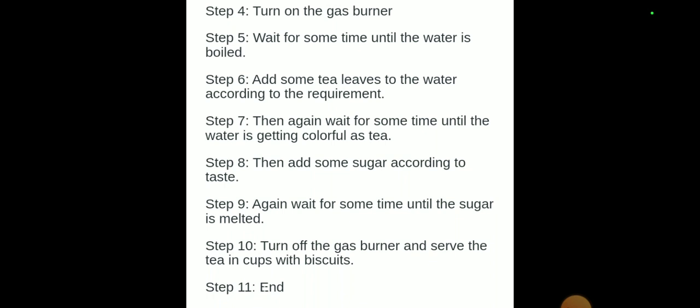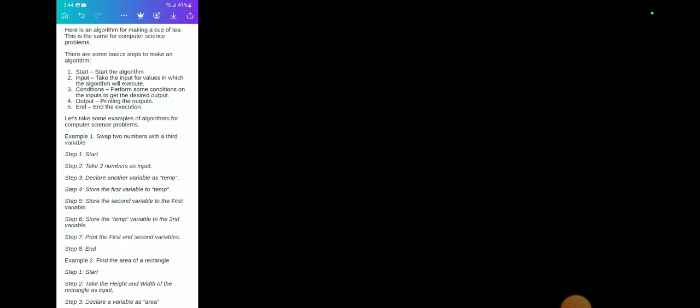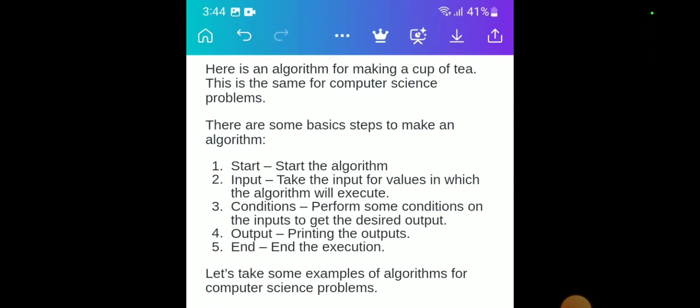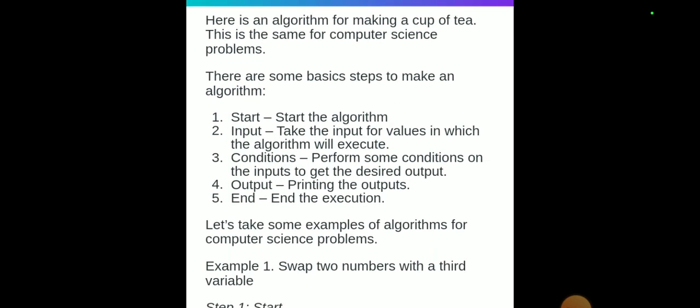Number 8 is then add some sugar according to taste. Number 9 is again wait for some time until the sugar is melted. Number 10 is turn off the gas burner and serve the tea in cups with biscuits. Number 11 is end. So here's the algorithm for making a cup of tea. This is the same for computer science problems.